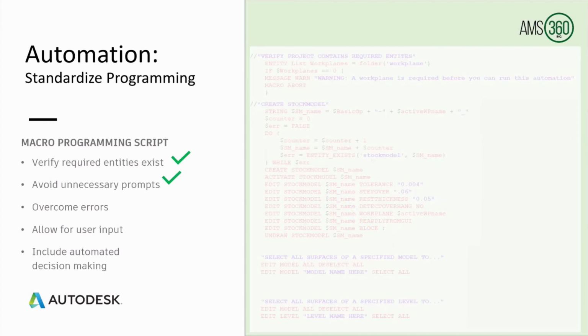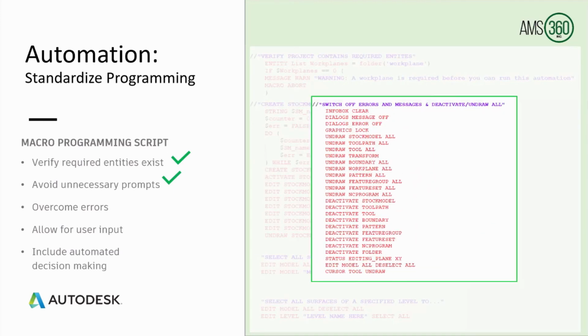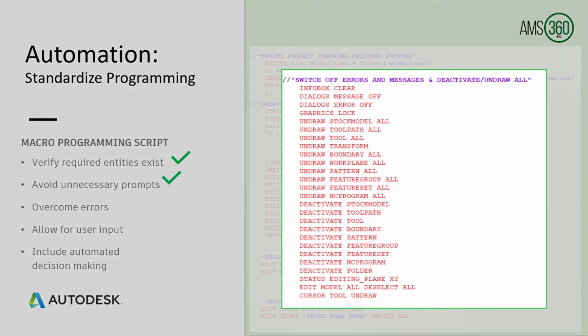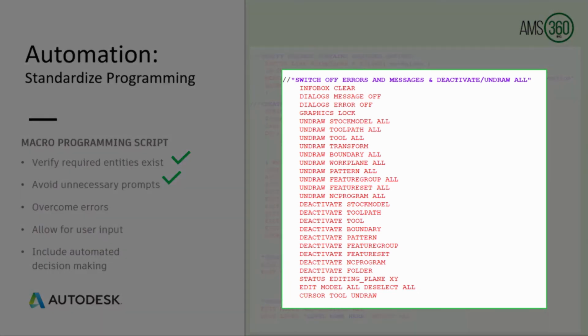Regarding unnecessary prompts or disruptive prompts, here's a sample of some lines we often use near the onset of a macro. Naturally, you want to be selective with which lines you add or omit, but this is a good start to an automation for which you want no existing project entities to be considered. Also, by switching warning and message dialogues off, you can avoid those interruptions to the calculation.